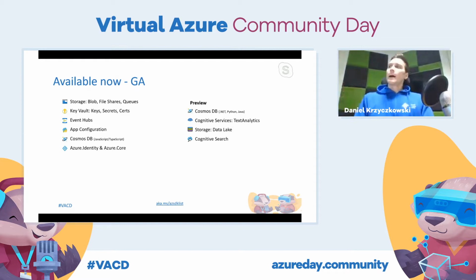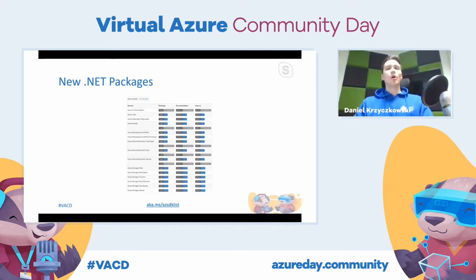And there are also some libraries in preview, and you can check them right now if you want. Those are libraries for Azure Cosmos DB for .NET, Python, and Java, Cognitive Services, Text Analytics, Storage Data Lake, and Cognitive Search. I really encourage you to check all those packages. They are available under the link you see below on this slide, aka.ms/AzSDK list.